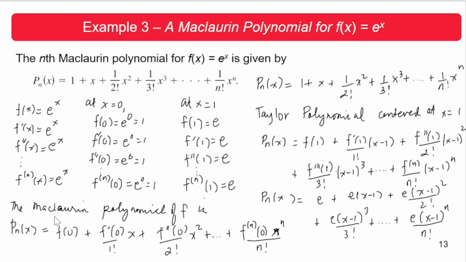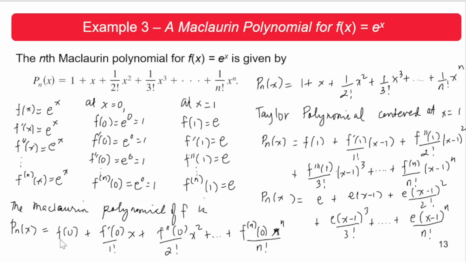So we can now define the Maclaurin polynomial from the definition as p sub n of x is the value of the function at 0 plus the value of the first derivative at 0 over 1 factorial times x, plus the value of the second derivative at 0 over 2 factorial times x squared, plus and so on and so forth, plus the value of the nth derivative at 0 over n factorial times x to the n.